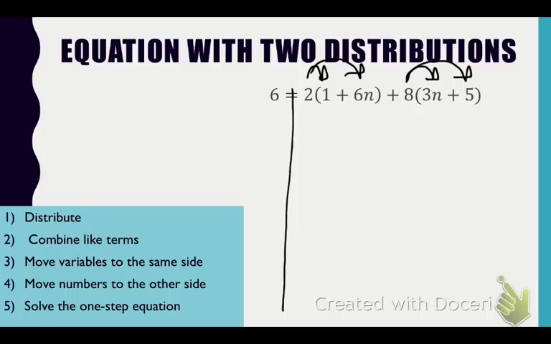So that gives me 6 equals 2 times 1, which is 2. 2 times 6n is plus 12n. 8 times 3n is plus 24n. And 8 times 5 is plus 40.